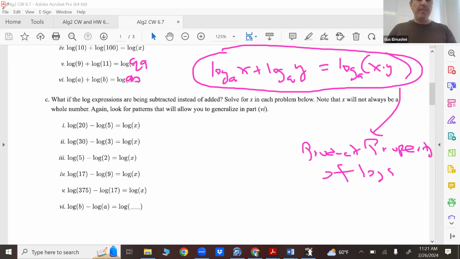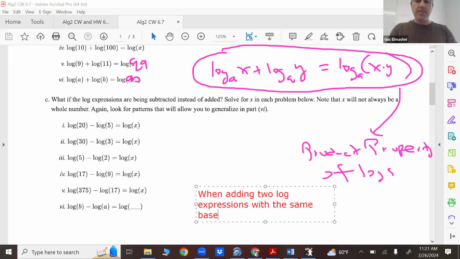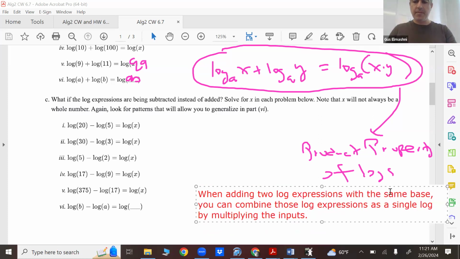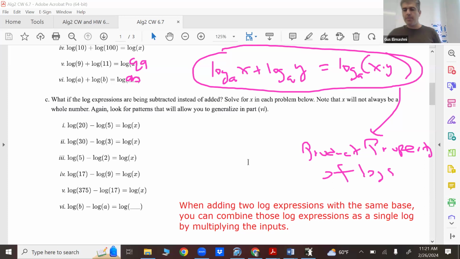So the takeaway here is that when adding 2 log expressions with the same base, you can combine those log expressions as a single log by multiplying the inputs. That's exactly what we just did. So that's verbally, and that's mathematically, which kind of looks like Greek sometimes, but it's called the product property for a reason, because you're multiplying. Products is multiplying, right?